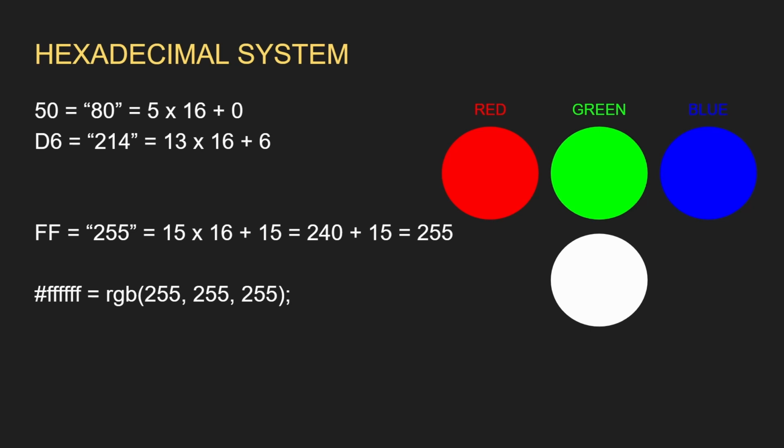FF would be 255 because we take the first character, which is F, which is 15, multiply it by 16, and then add the second character, which is also 15. So 15 times 16 equals 240 plus 15 equals 255. If we apply the FF value to each color, in a hexadecimal number we will get 6 Fs, which would be the same as the RGB function with the highest value of 255 for each color.